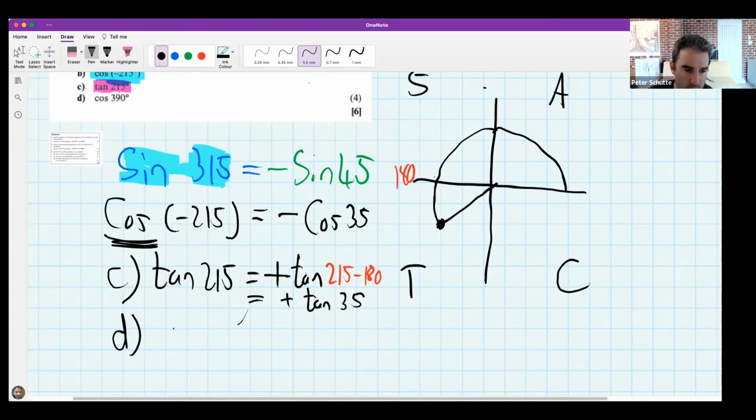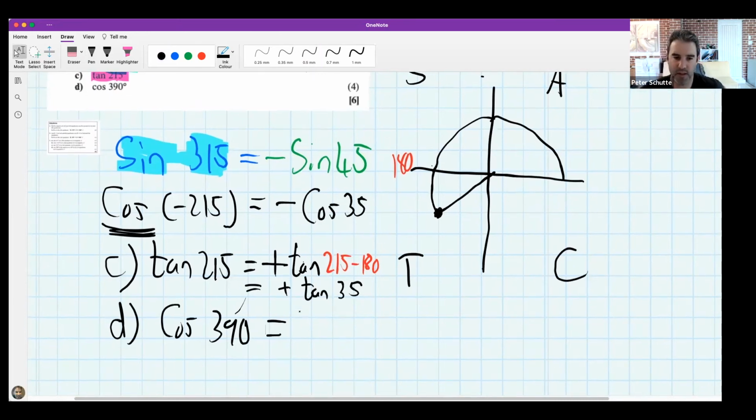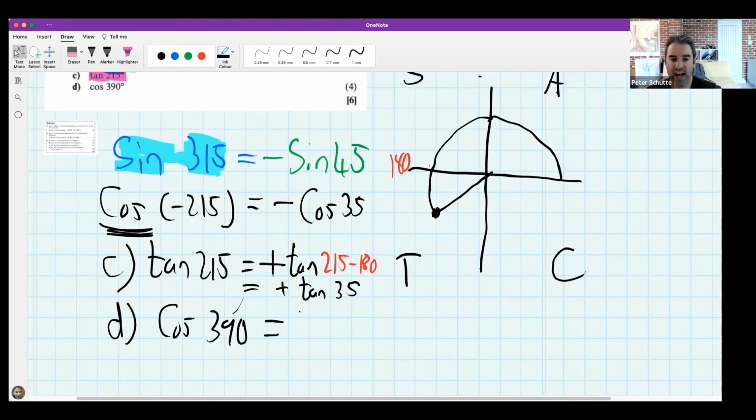I want everyone to see in the chat, if I ask you the cos of 390, is that positive or negative? And what will the cos of 390 be reduced to, if I have to ask you to reduce it to an equivalent but acute angle? So first of all, positive or negative, and then what's it going to end up being?